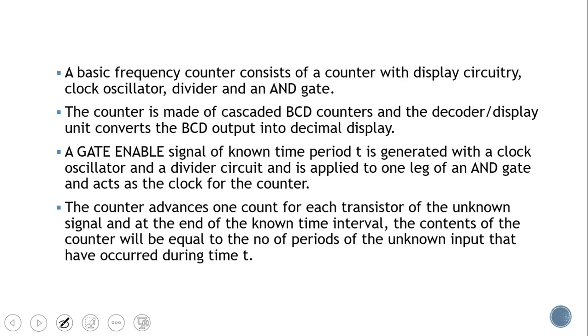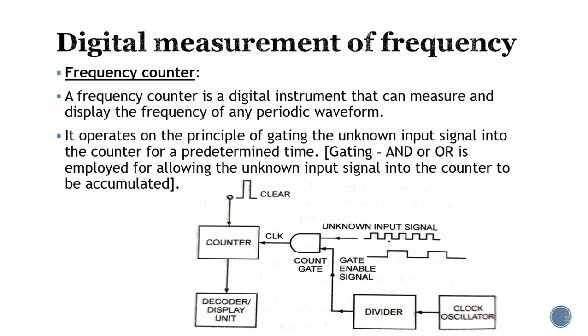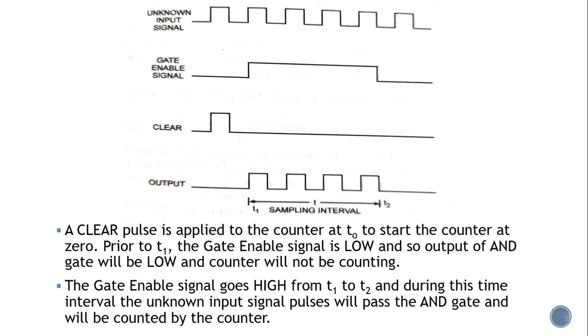You just see over here once again, the unknown input signal and the gate enabled signal, both of these are given to the AND gate. Now, you are familiar with the truth table of the AND gate. You will be getting a high output only when both the signals are high. So again, I'll just switch over to the waveform.